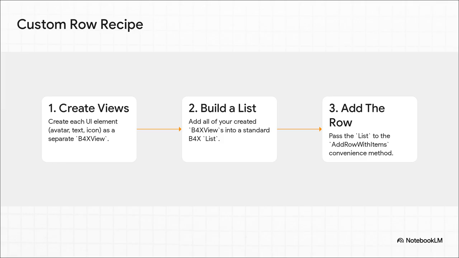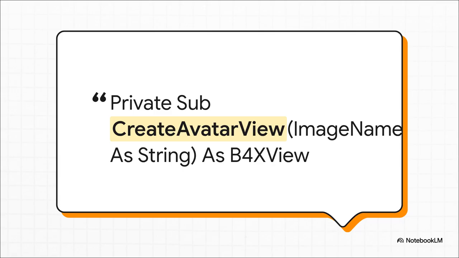It's 3 simple steps. First, you create each little piece of your row, the avatar, the text, the icon, as its own separate B4X view. Second, you just add all those views into a standard B4X list. And finally, you pass that whole list of views over to the add row with items method. That's it. The component handles all the tricky layout and alignment stuff for you. And the key thing to realize here is that you're just writing standard B4X code.